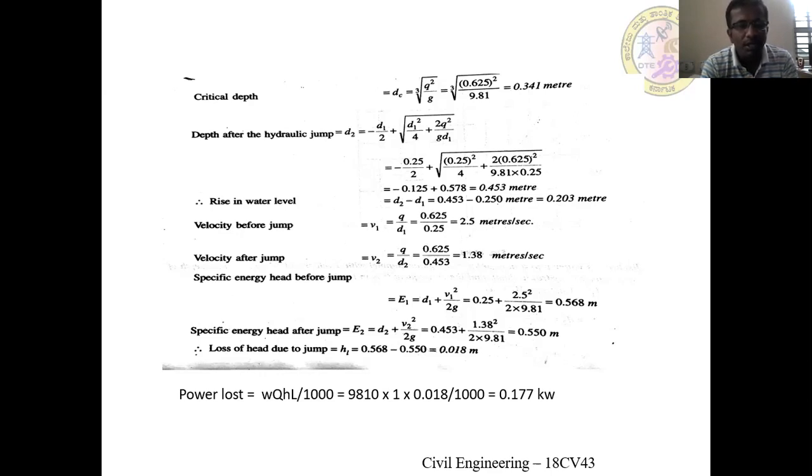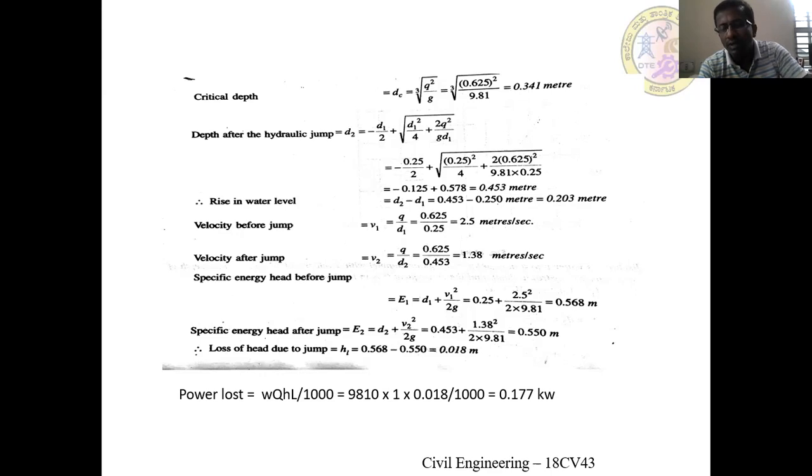Specific energy before jump, E1 equals d1 plus V1 square by 2g. So we substitute, and you get the value of specific energy before the hydraulic jump as 0.568. And specific energy after jump, E2 equals d2 plus V2 square by 2g. So substitute, and you get 0.550. So loss of head due to friction is possible to find out.